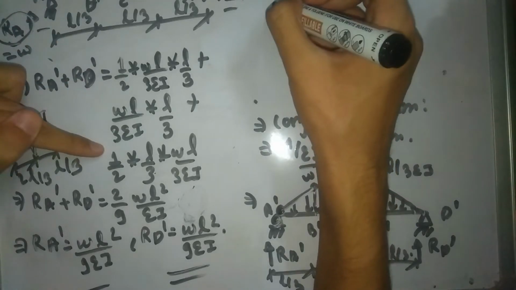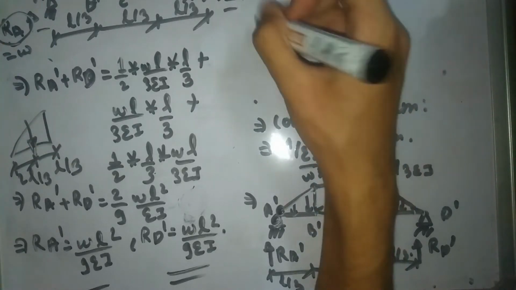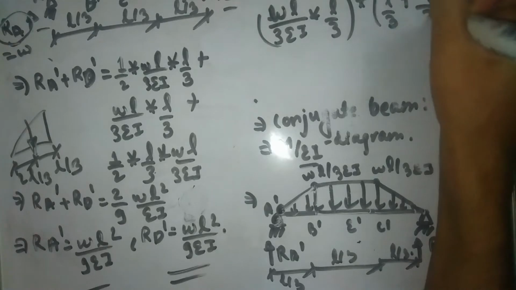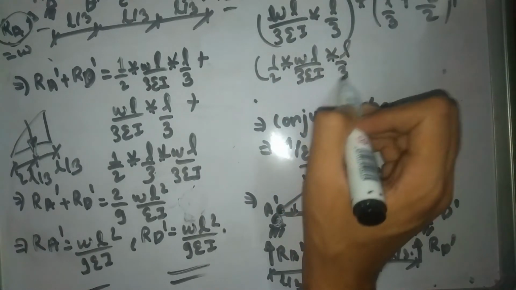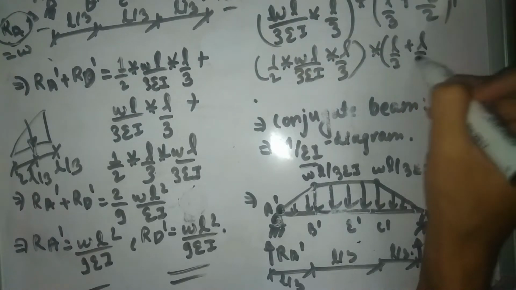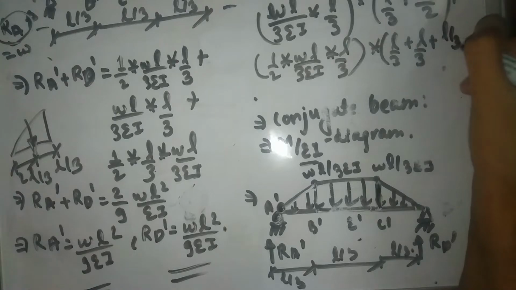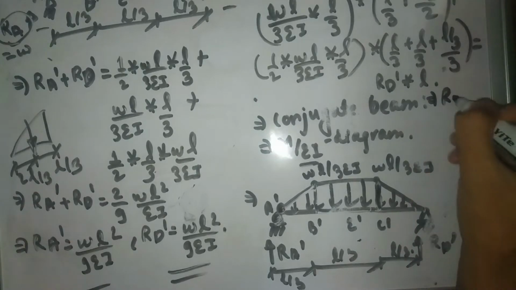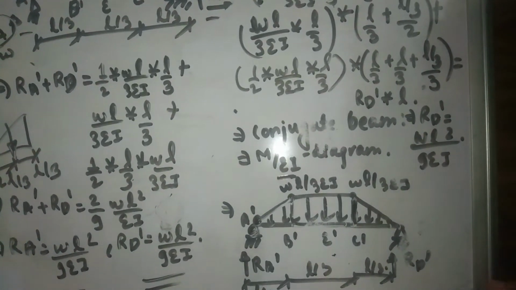Plus again 1 by 2 into WL by 3EI into L by 3 for our point load, and this will be acting at a distance of L by 3 plus L by 3 divided by 2, plus again 1 by 2 into WL by 3EI into L by 3 into L by 3 plus L by 3 plus, right now we are calculating distance from our longer edge, so our distance is going to be L by 3 divided by 3 equals RD dash into L. So on solving this, we're going to get our value of RD dash as WL square by 9EI only, which means our value of RA dash will be again WL square by 9EI.